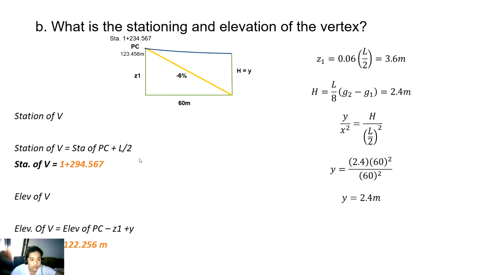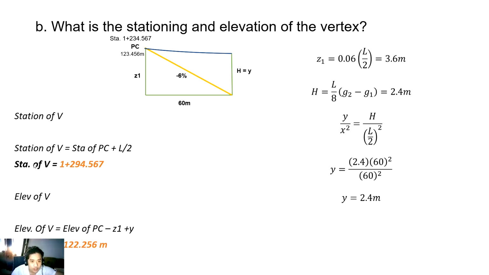Kasi makikita naman natin dito, bali ito yung 120, tapos ito yung L2 which is 60, 60. Okay? So, since meron na tayo nito, so pwede na natin makuha yung station of B which is 1 plus 294.567. And yun yung station ng vertex natin. Paano natin nakuha? Gamit yung station of PC which is 1 plus 234.567 plus 60 meters na galing sa L2. Kaya nakuha natin yan.